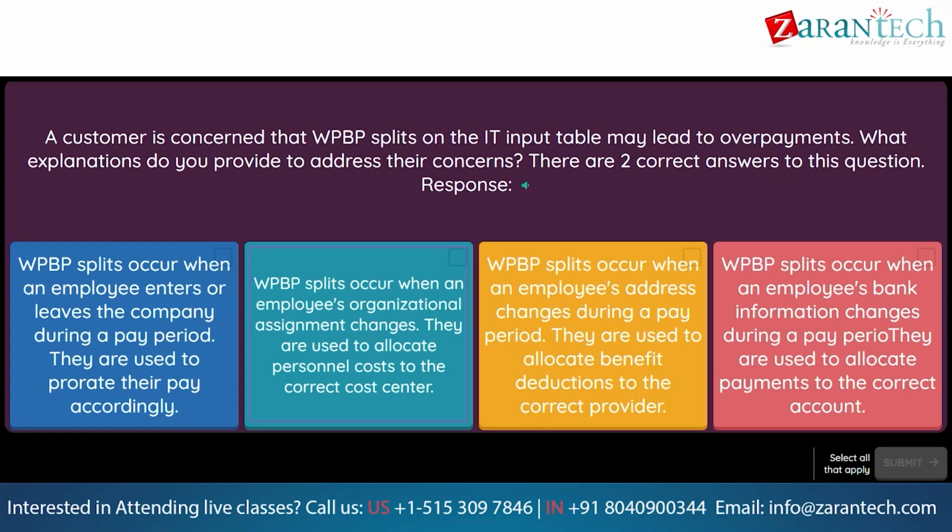Option 2. WPBP splits occur when an employee's organizational assignment changes. They are used to allocate personnel costs to the correct cost center. Option 3. WPBP splits occur when an employee's address changes during a pay period. They are used to allocate benefit deductions to the correct provider. Option 4. WPBP splits occur when an employee's bank information changes during a pay period. They are used to allocate payments to the correct account.